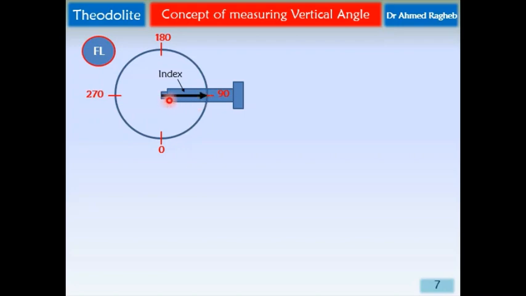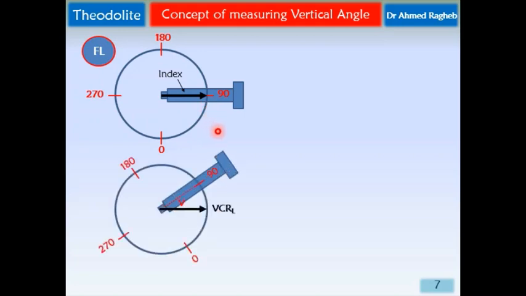This index is usually fixed from one part and hanging freely horizontal as much as possible from the other part. So this is the case if the telescope is horizontal and the VCR equals 90 degrees. We want to measure a vertical angle to point A, so we're going to target point A. In this case, the telescope will rotate with the vertical circle while the index is fixed.